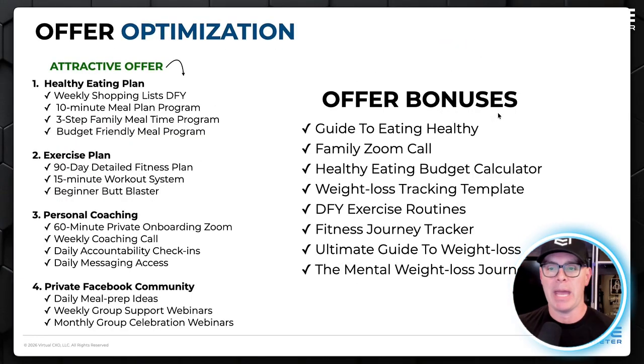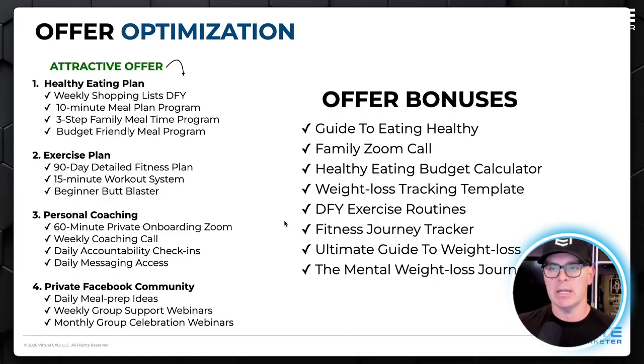And we don't have to stop here. We can also now add bonuses. We can take some of those additional problems that we identified that we didn't add into the value stack, and we can put them into bonuses. So a guide to eating healthy, a family Zoom call, healthy eating budget calculator, weight loss tracking templates. These are just examples, okay? But as you see here, what we've done is we've taken a very basic offer, healthy eating plan, exercise plan, personal coaching, community, and we've turned it into a stacked offer that is irresistible.